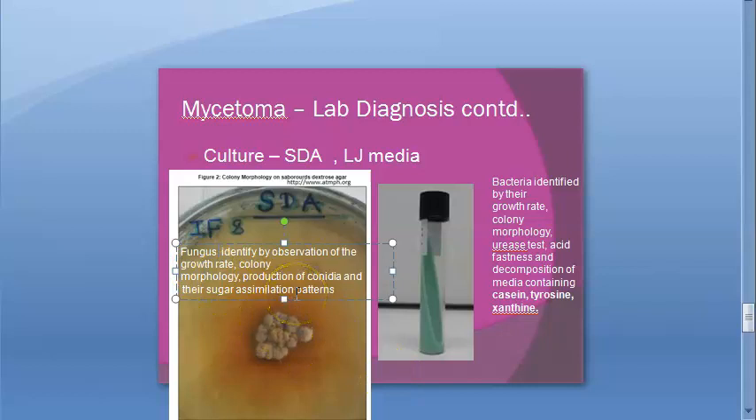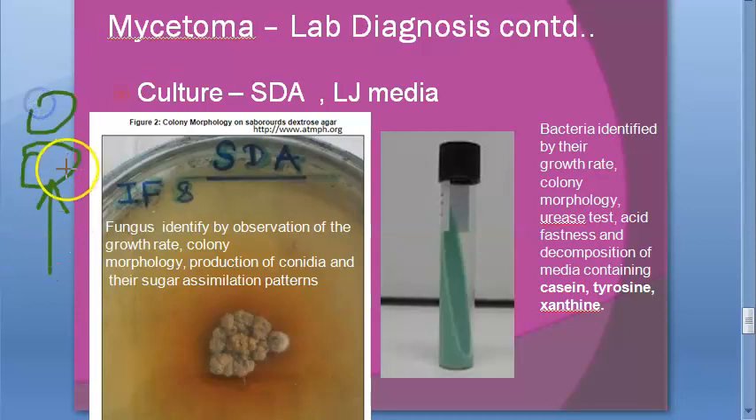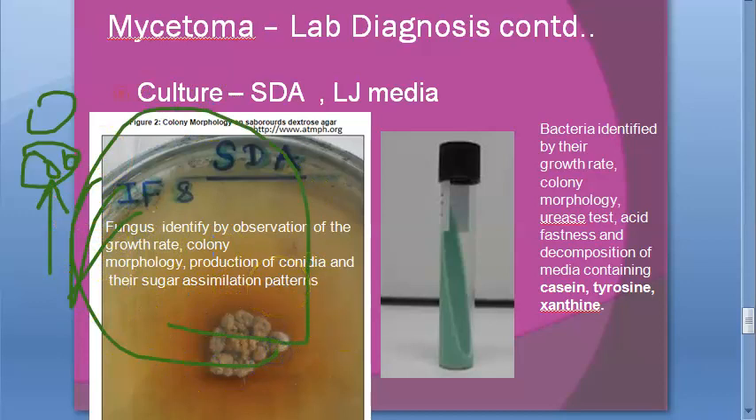Okay, so you will use what? You will use Sabouraud's dextrose agar. And on this, how will you identify the fungus? By observation of the growth rate. You will observe the growth rate, the colony morphology, the production of conidia, and their sugar assimilation patterns. So what and all you will check? How fast they are growing, how their colonies are, what their morphology is, how the conidia are produced, and the sugar assimilation patterns. All that will tell you about the fungus identification.